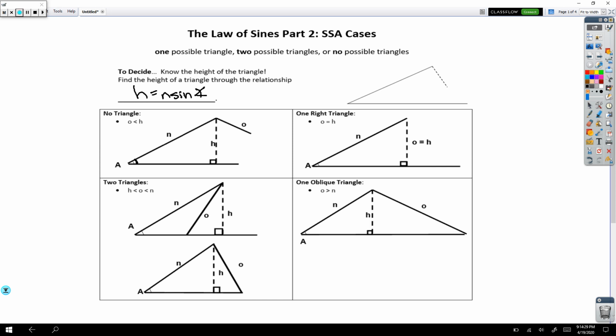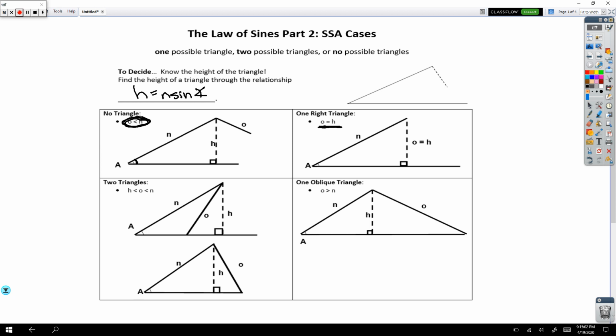And when I compare the opposite side with the height, if the opposite side is less than the height, we have no triangles. And when we have no triangle, we're done. We don't have to go any further. We don't have to find any of the other sides because there's no triangle. Now, if the opposite side equals the height, we have one right triangle, and then we could use the Pythagorean theorem or whatever we might want to use in order to solve that right triangle. That would be a little easier.